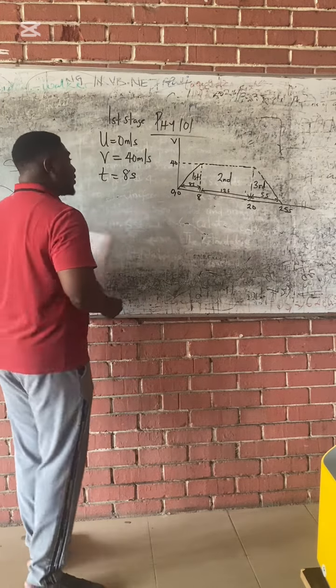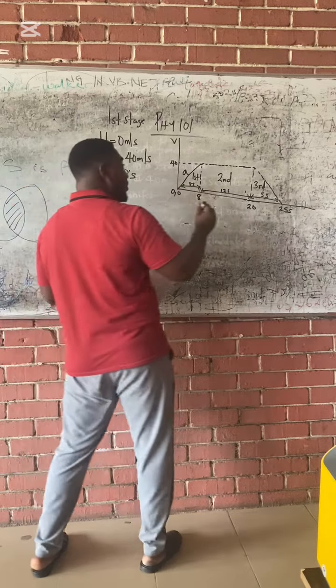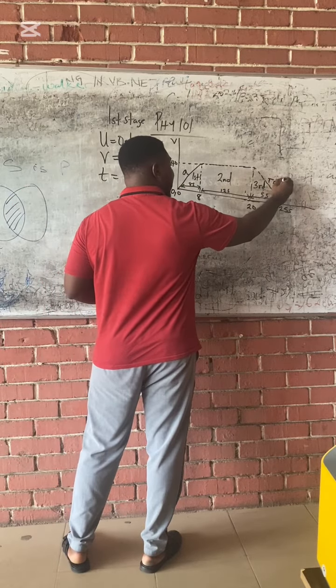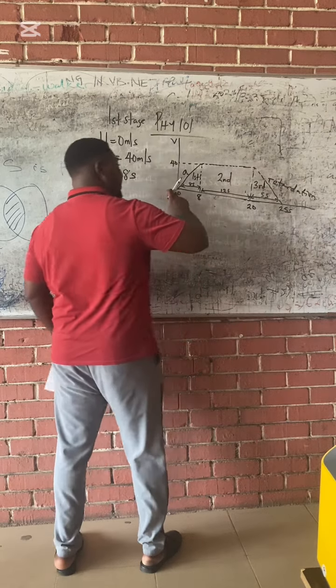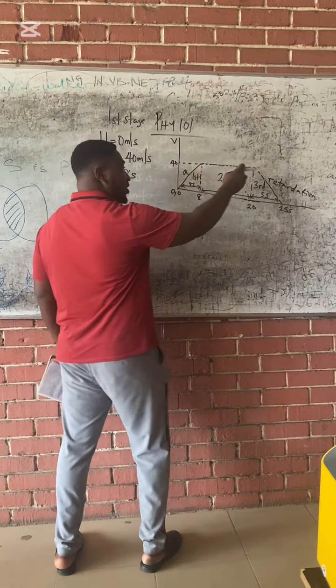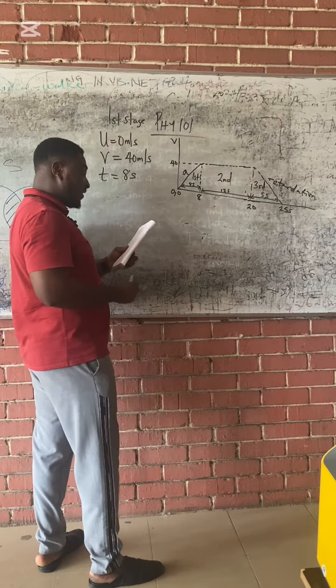Calculate the acceleration. Class, where was the acceleration? This was where there was acceleration. Calculate the retardation. Where was the retardation? This was where there was retardation, which means it came down, right? It reduced speed. Acceleration is when it increased speed, and this was where it increased speed. When it reduced speed, this was where it reduced. And the third one, total distance covered by the entire motion.